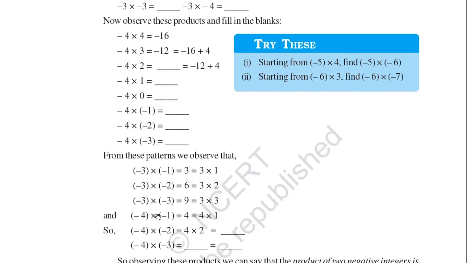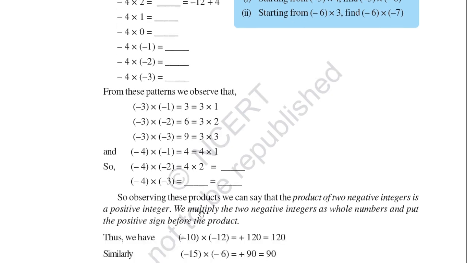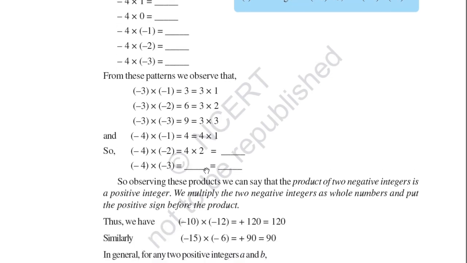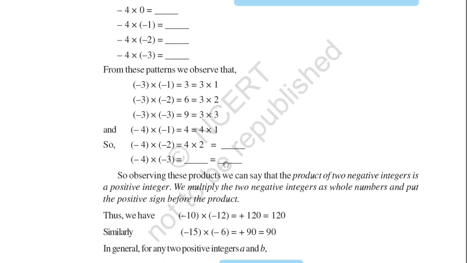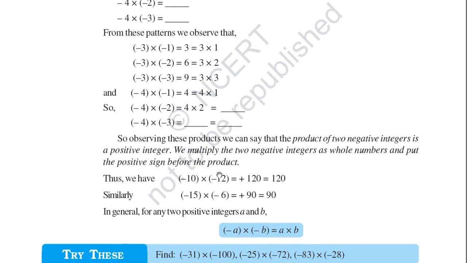So from this pattern we observe that minus minus will become plus, and you can also write it in this form. So minus minus will become positive. Here also you can put minus 12 as the answer, and here 4 into 3. So observe these products. We can say that the product of two negative integers is a positive integer.